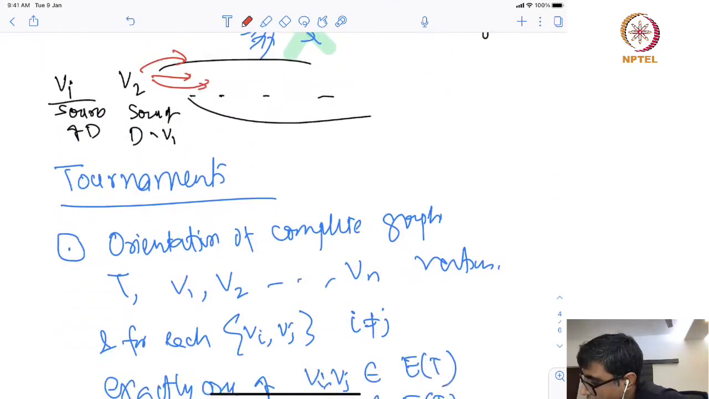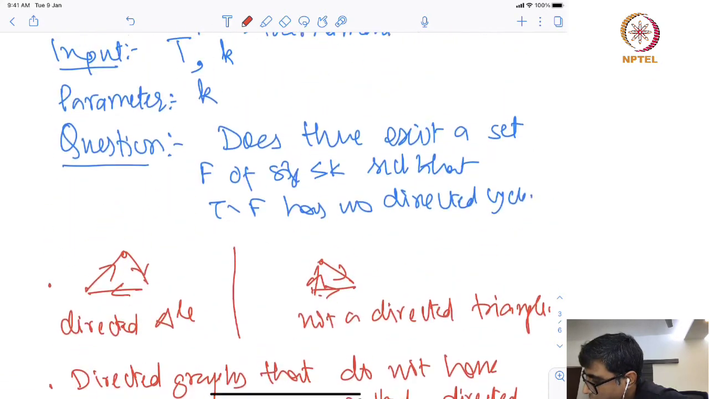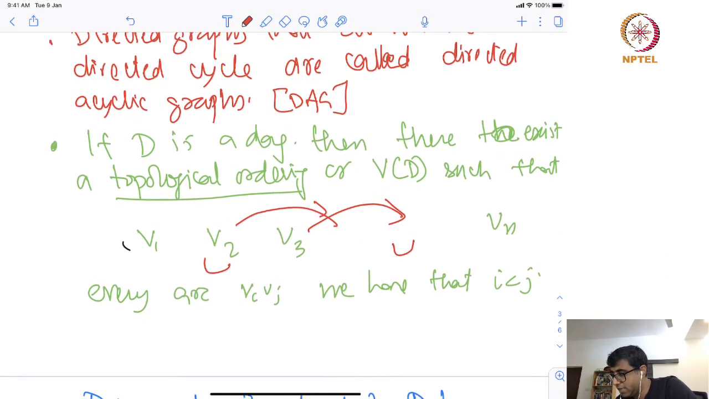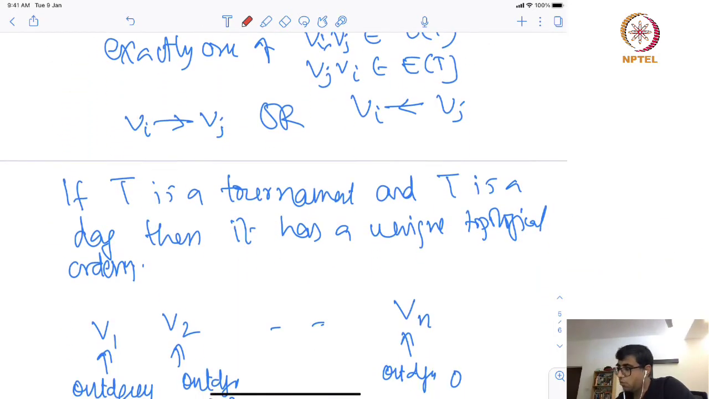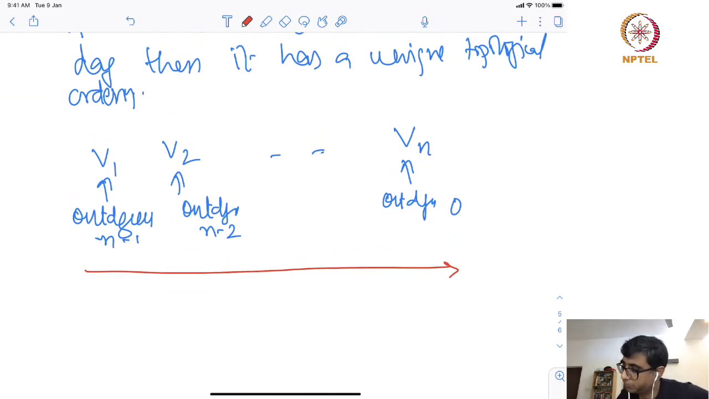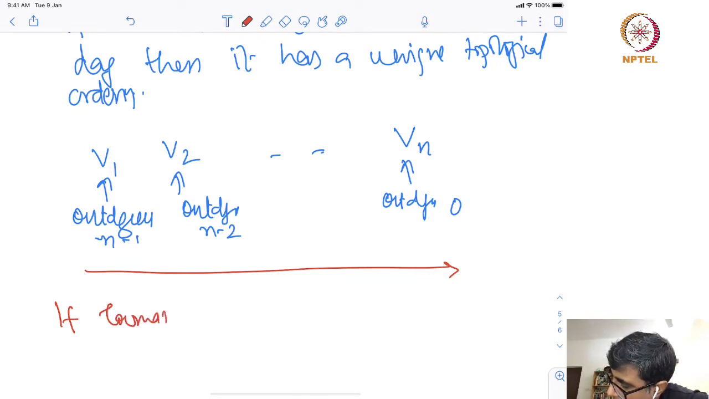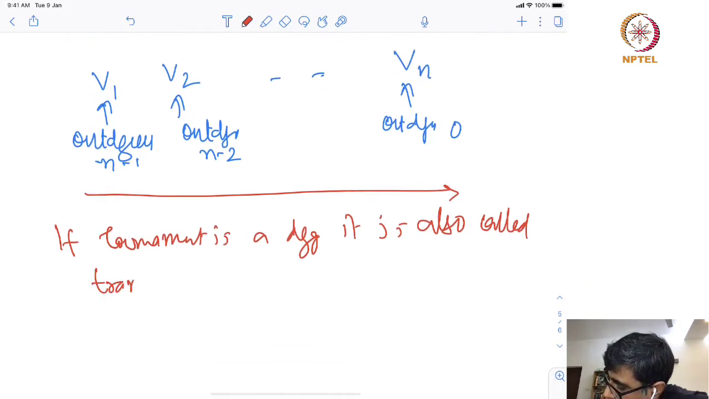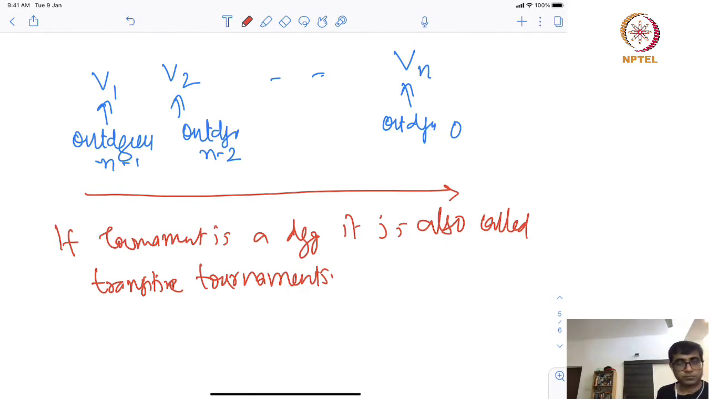So we have taken a short break from our problem, and I have told you a little bit about what directed graphs are, what a directed acyclic graph is, what a topological ordering is, what tournaments are, and what a unique topological ordering is. If a tournament is a DAG, it is also called a transitive tournament.